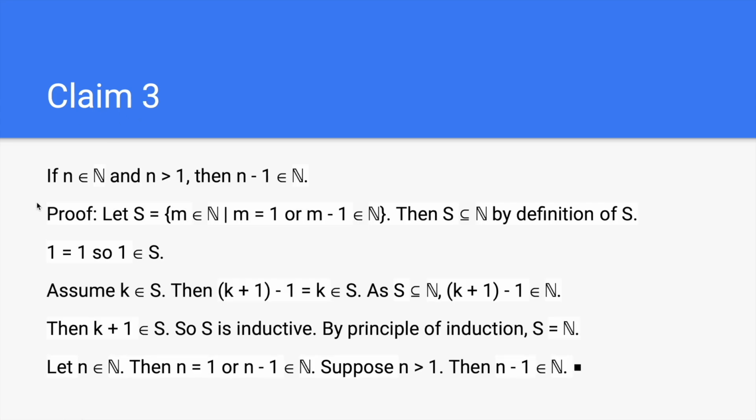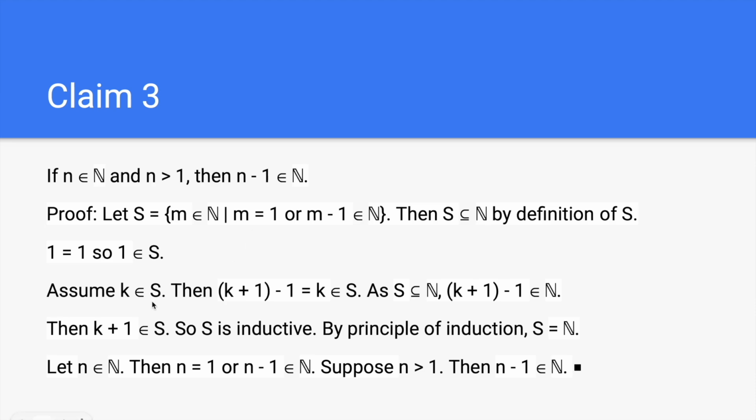Claim 3. If n is a natural number and n is greater than 1, then n minus 1 is a natural number. Proof. Let S be the set containing all natural numbers n such that n is equal to 1 or n minus 1 is a natural number. Then S is a subset of ℕ by the definition of S. 1 is equal to 1, so 1 belongs to S, since we meet the requirement here.